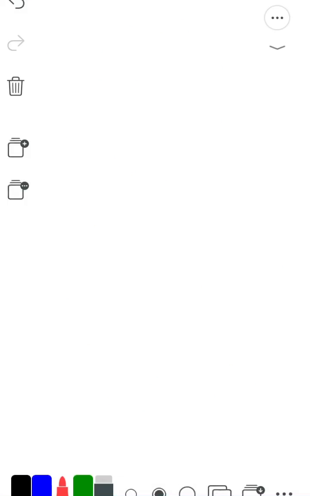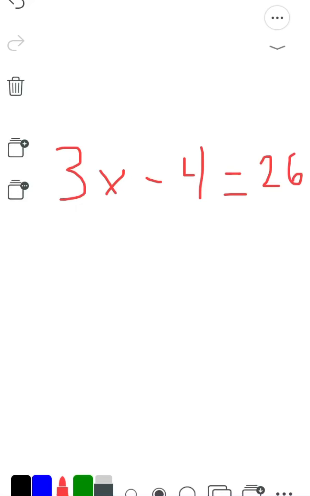Okay, so we're gonna go to an even bit trickier problem here. We're gonna do 2 steps instead of a 1 step equation. So here I'm gonna write 3x minus 4 equals 26. So how do we solve this? First, we want to get rid of the numbers that are not attached to the x, which is addition, subtraction. So basically 4 is alone, it's easy to get rid of. So let's get rid of the 4 first.